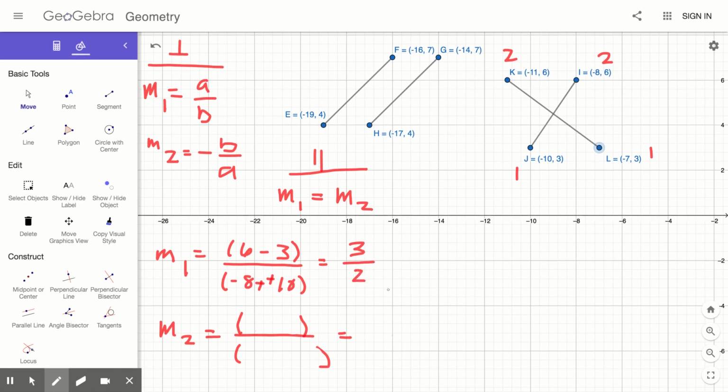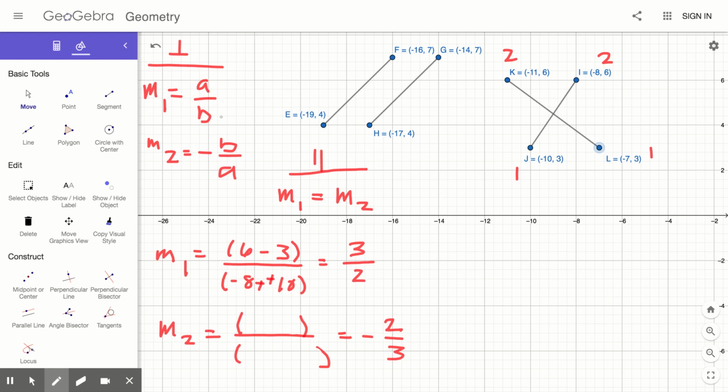So if these are truly perpendicular lines, then that means this slope will have to be equal to negative 2 over 3 because they have to be negative reciprocals of one another. In order for it to be negative reciprocals, you have to flip the first fraction and add a negative sign to it, right? All we're doing to say that they're negative reciprocals is to flip the first fraction and add a negative to it, right?